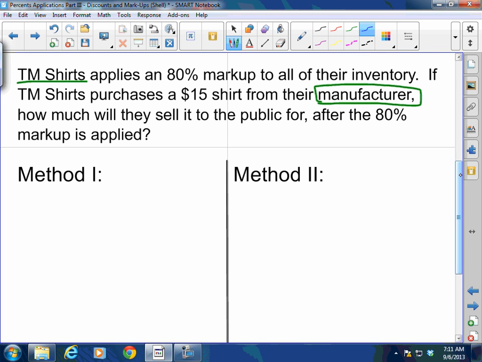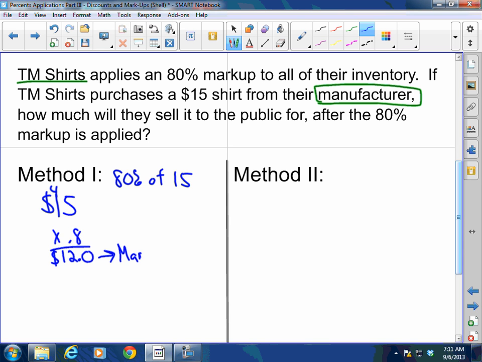Okay. So I have a $15 shirt, okay? And I want to apply an 80% markup. So the first thing I've got to do is find 80% of 15. So 15 times 0.8. Okay, that's 12. So, boom. $12 is my actual markup value.